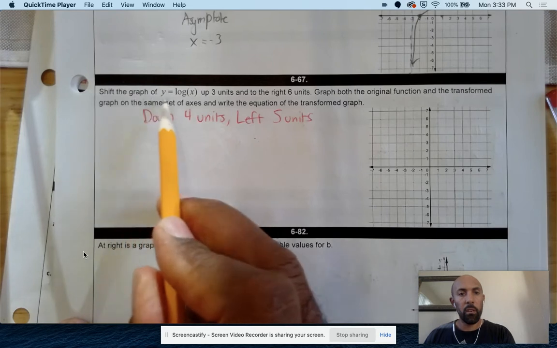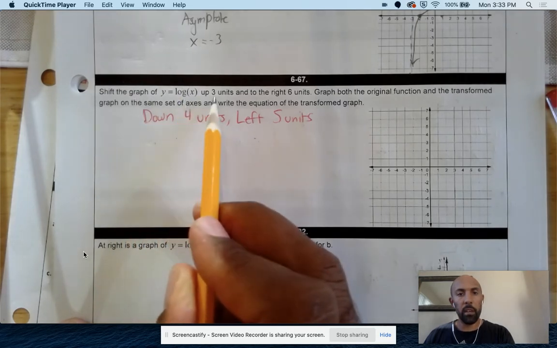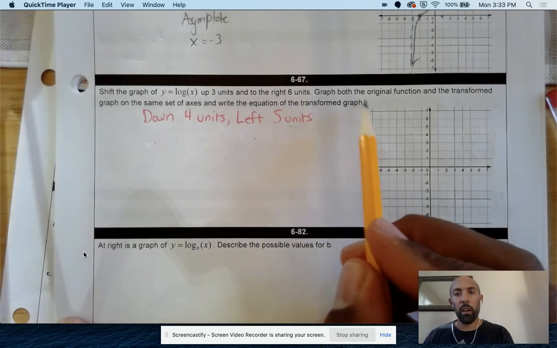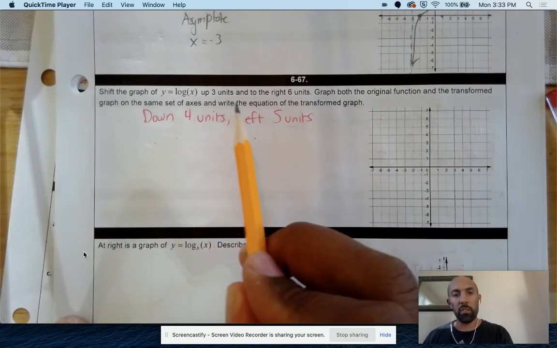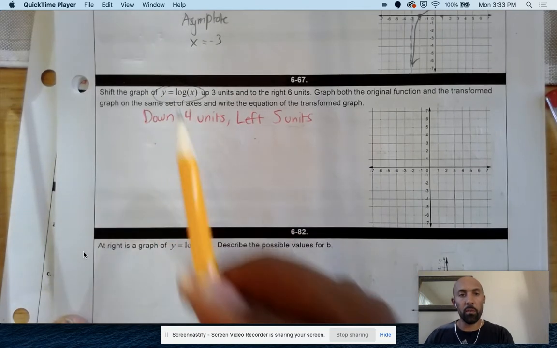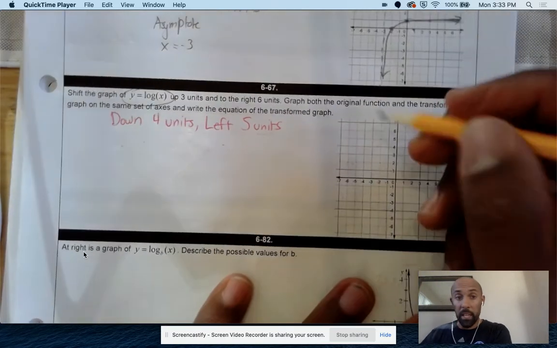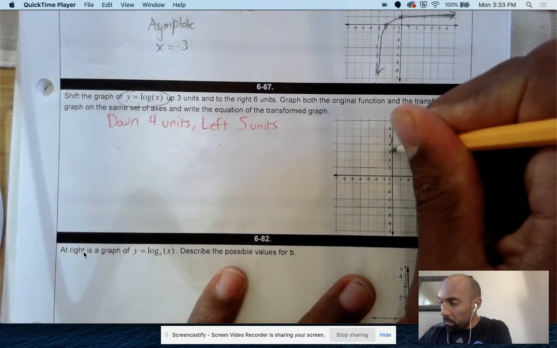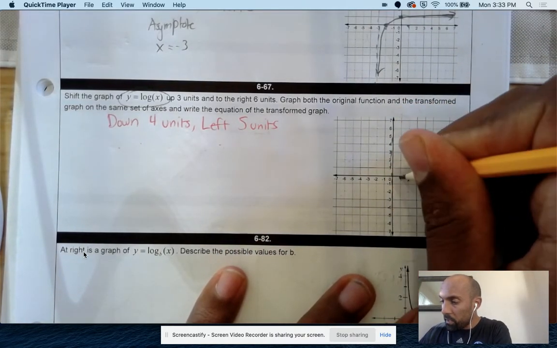Okay, shift the graph log of x up 3 units, and we're going to do down 4 units and then left 5 units, and then graph both the original and the transformed function on the same set of axes. Okay, so let's first start with the parent function y equals log base 10. Remember, there's no base there, it's a 10. So we know that there's the asymptote going right through the y-axis.